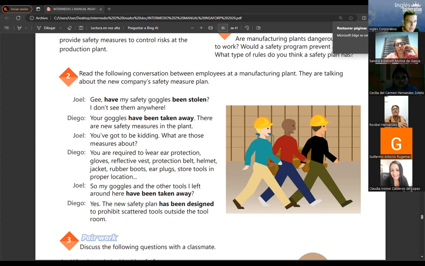Oh, I'm sorry. The pronunciation of wear, okay, wear ear protection. Recuerden que en inglés no se utiliza use para referirse a vestir o utilizar una prenda, sino que utilizamos este verbo. Okay, wear ear protection. I wear a scarf. I wear some jeans. I wear some glasses. Okay, very good. We need to reinforce, for example, the pronunciation of reflective. Reflective. Rubber boots. Protection. Excellent.